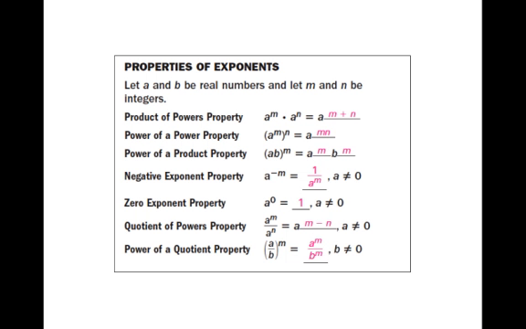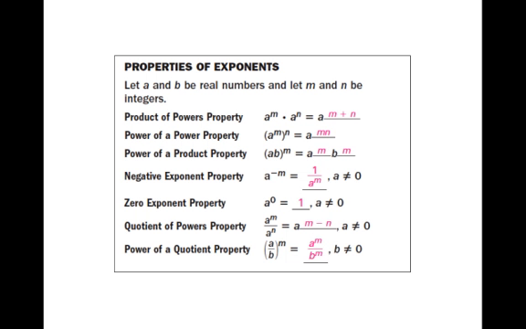If a and b are real numbers and we let m and n be integers, the product of powers property: if you've got the same base and you're multiplying powers, so if you have a to the m times a to the n, that is going to equal a to the m plus n power. So that m plus n, that's the exponent. So a to the m times a to the n equals a to the m plus n.